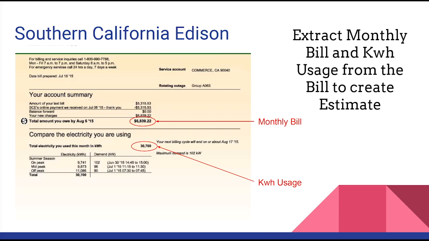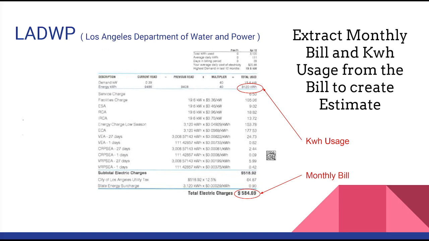This is an example of the Southern California Edison commercial bill. The monthly bill is about $6,839, and then the kilowatt hour usage is about 30,700. These are actual bills, and you can see the exact location you're going to extract this information. We try to make this as easy as possible. For LADWP, you can see the same sampling. These are the 2 largest utilities in Southern California, but if you have other utilities you're working with, just let us know.